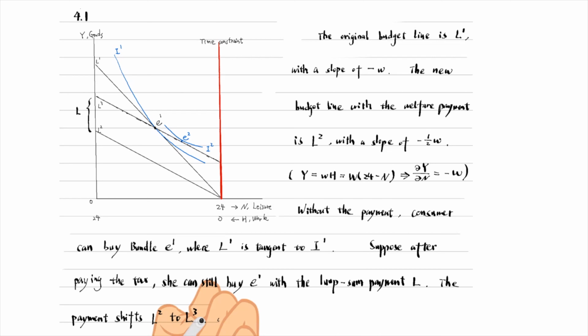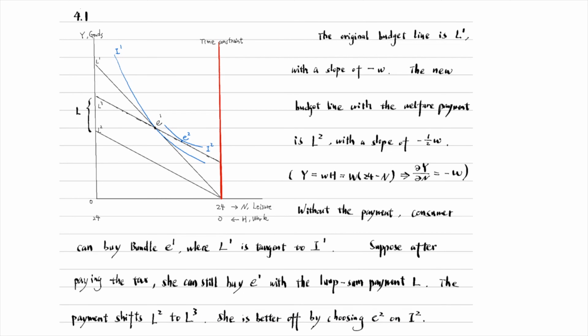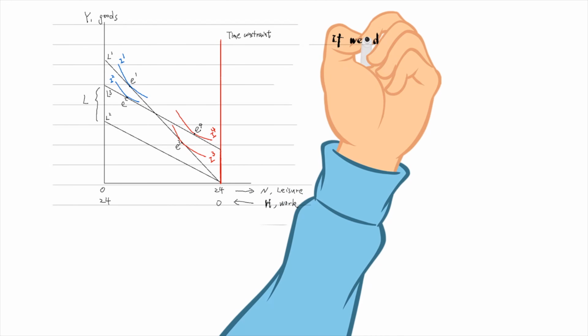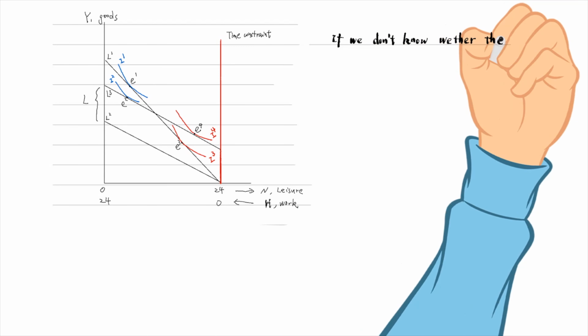If the consumer has the usual shaped indifference curves that are convex to the origin, she can choose bundle E2 on a higher indifference curve I2. The consumer is better off with the lump sum payment, although she pays a tax. If we don't know whether the payment makes her able to buy the original bundle, we cannot use the above analysis.